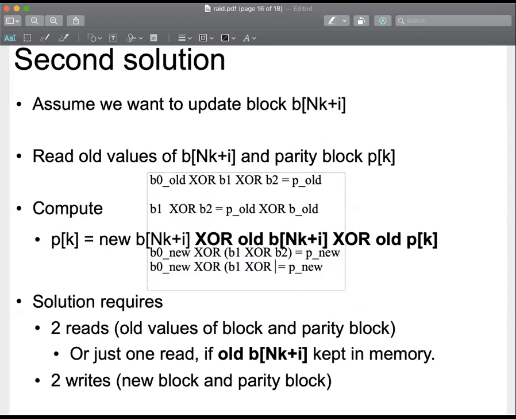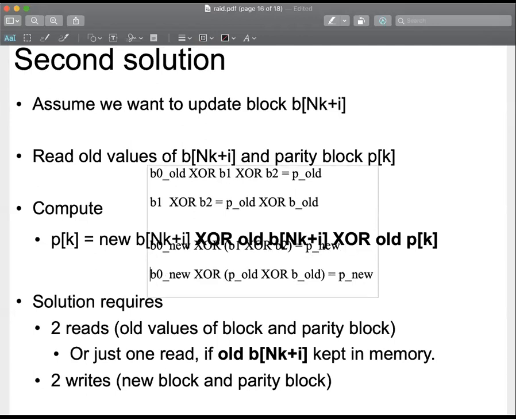So if I just replace that part from the equation above, this becomes P old XOR B old, right? So as you can see, this brand new equation that we have here is completely based upon the values we know from two disks.